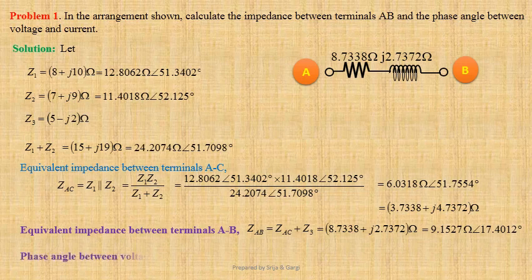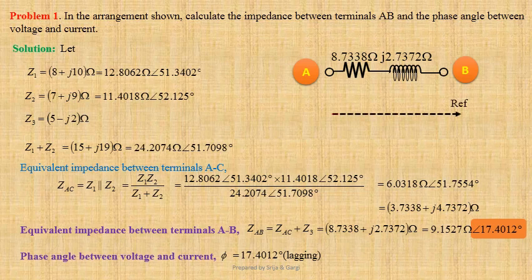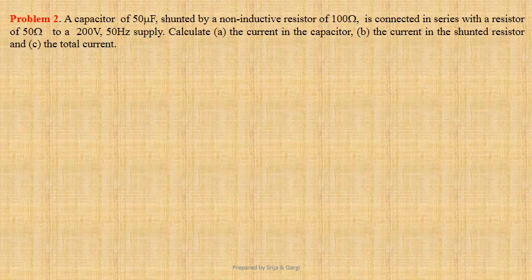Phase angle between voltage and current, phi, equals 17.4012 degree lagging. That implies that the circuit current lags the supply voltage by an angle of 17.4012 degree.